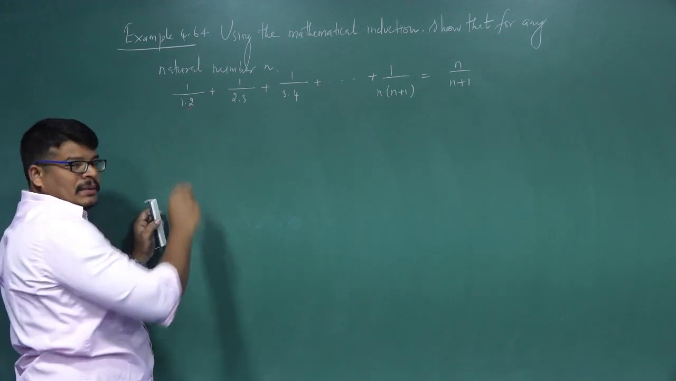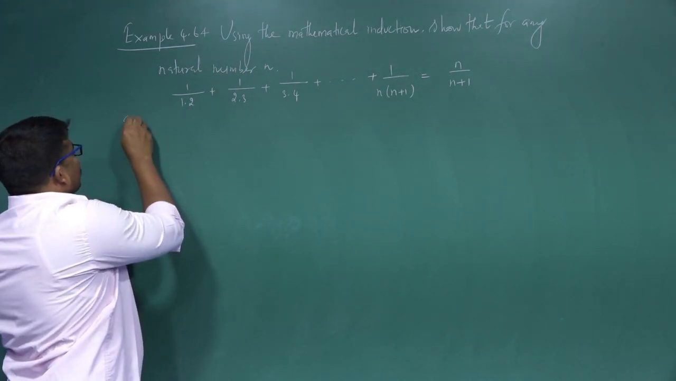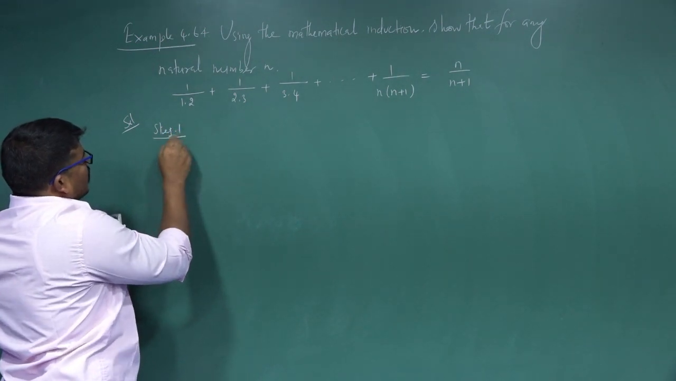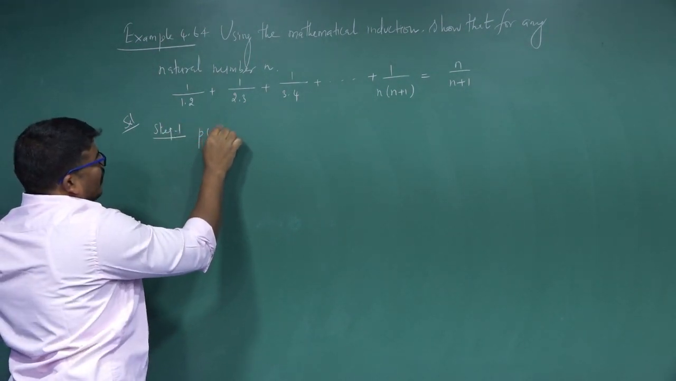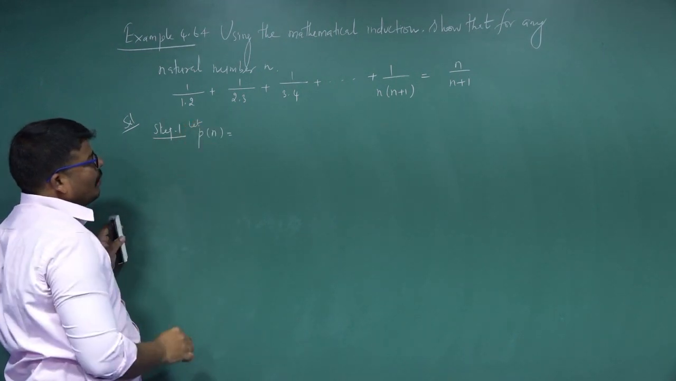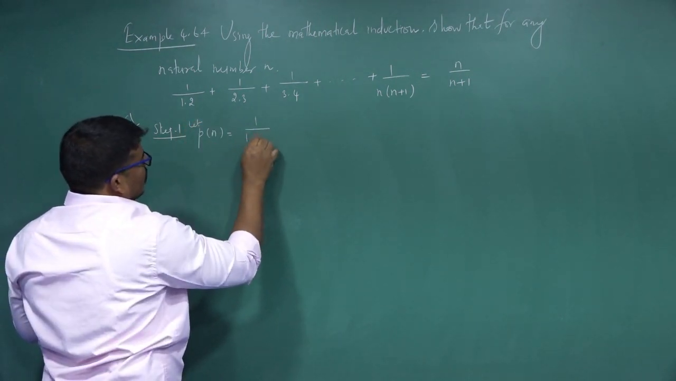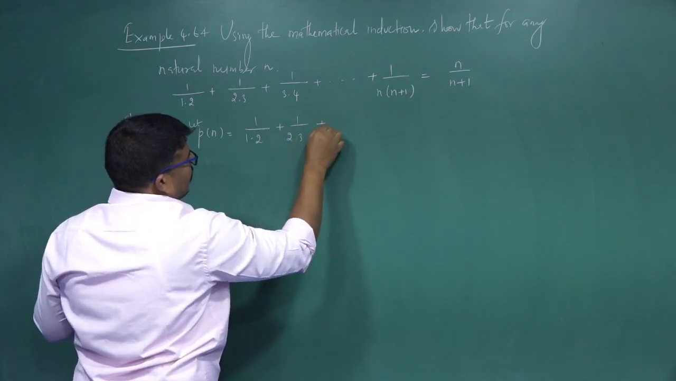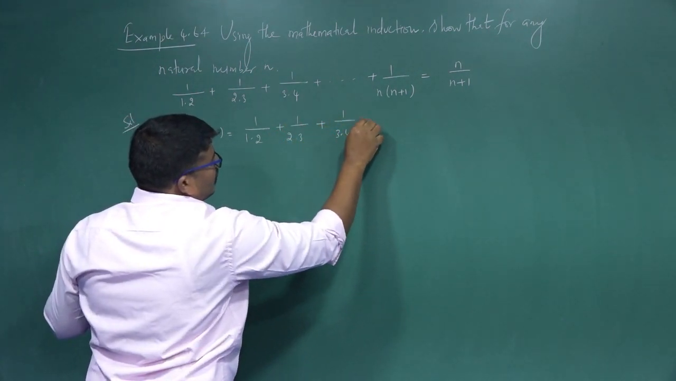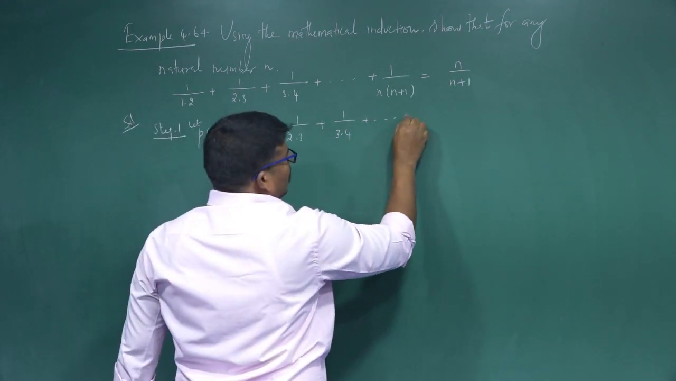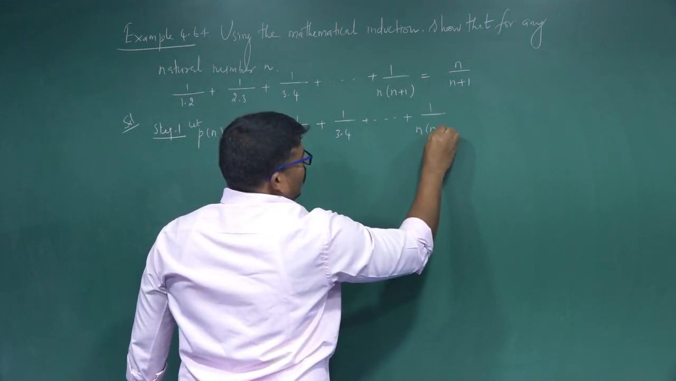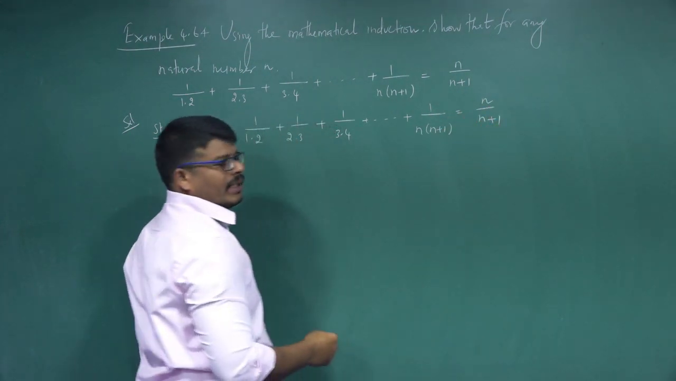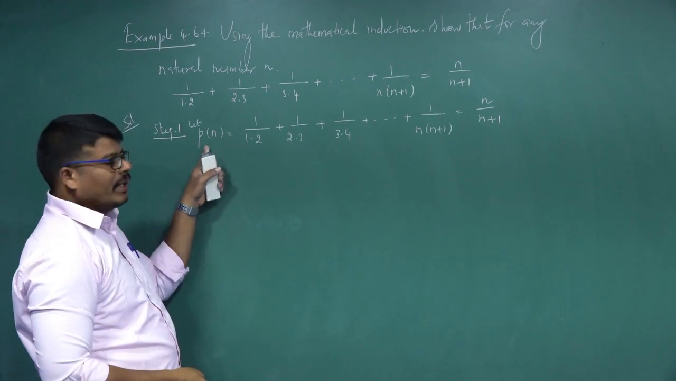Given the statement, write in P of n. Step 1: write in P of n. Let the statement P of n equal 1 by 1 into 2 plus 1 by 2 into 3 plus 1 by 3 into 4 plus and so on, plus 1 by n into n plus 1 equals n by n plus 1. Write in the statement P of n.